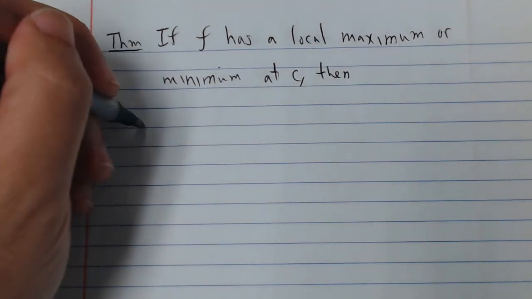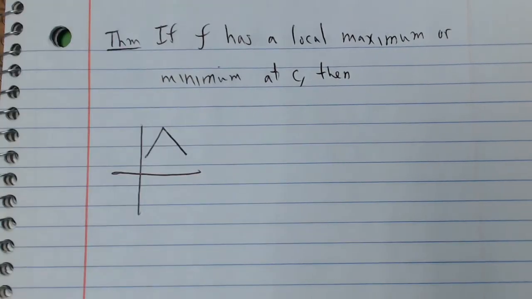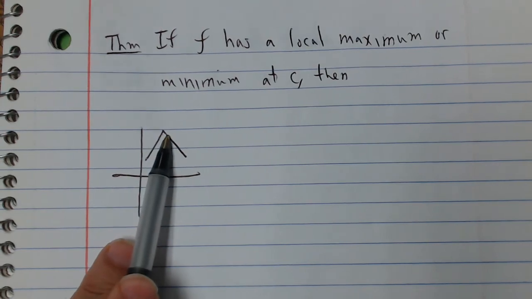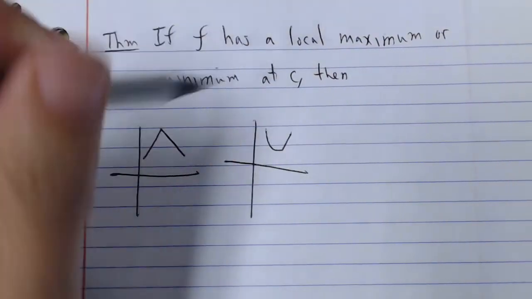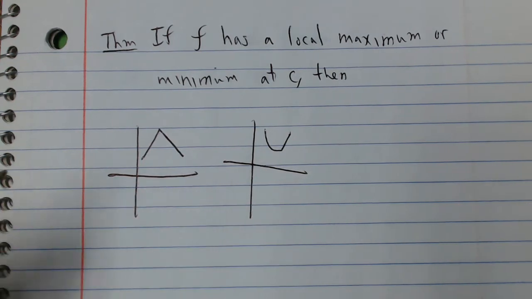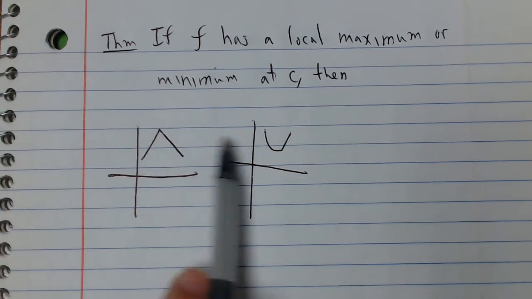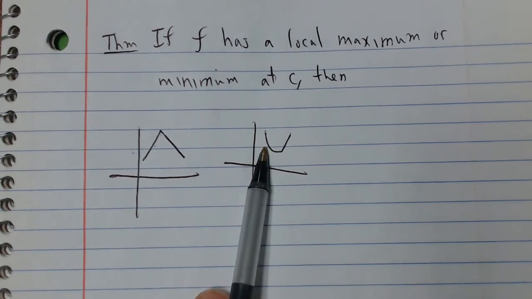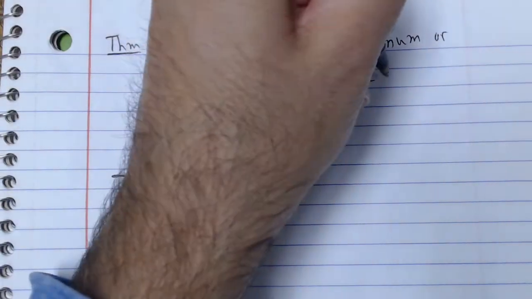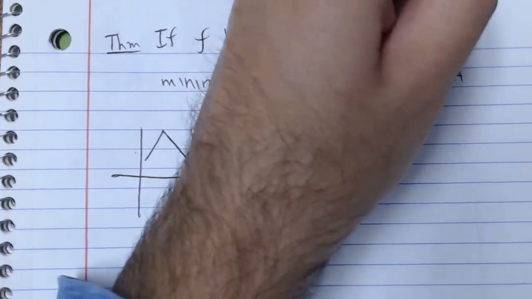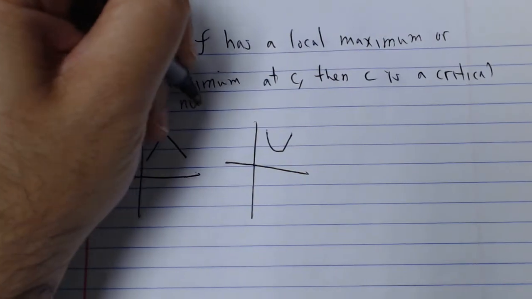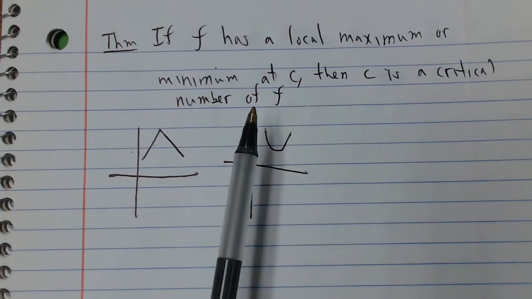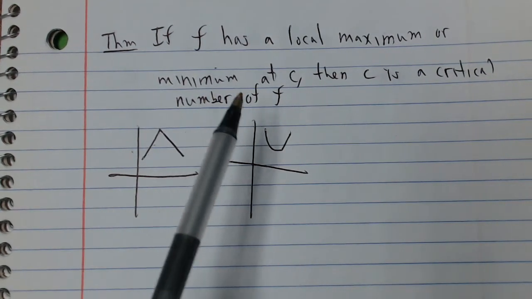A local max or a min. What do I have here? I have a local max here, except my derivative does not exist here. Now, if I draw this, I have a local minimum here, except my derivative is 0. So in either case, when my derivative does not exist or if it's 0, those are what critical numbers are. So what we could say is that c is a critical number of f.